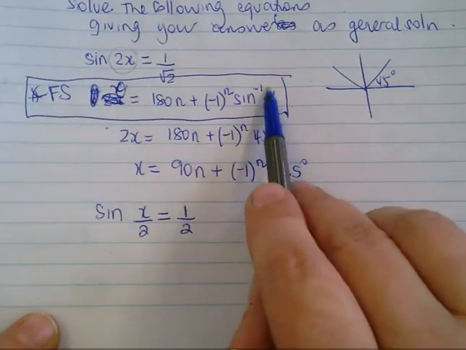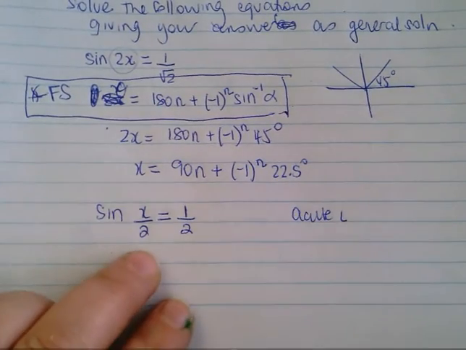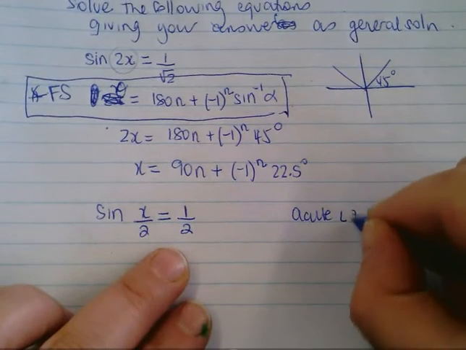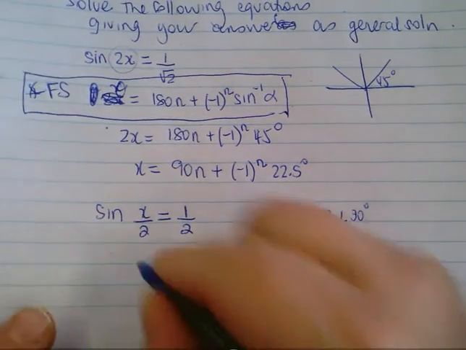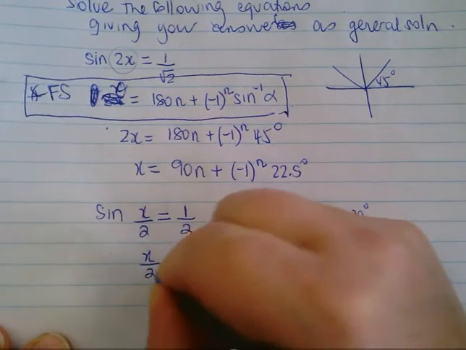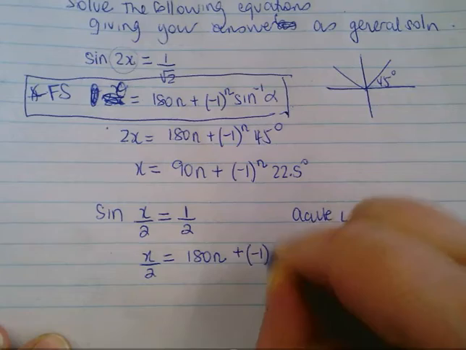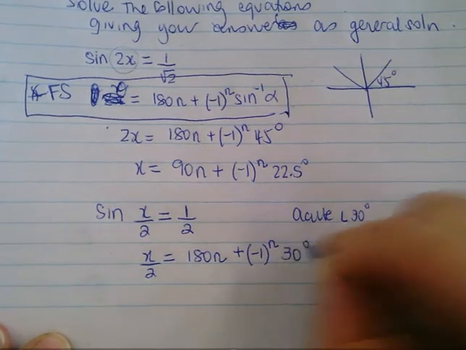We know what's on our formula sheet. So what is your acute angle? Yeah, acute angle is going to be 30. It's got to be in quadrant 1. So instead of writing x is 180n plus negative 1 to the power of n of 30, we just write x on 2 is 180n plus negative 1 to the power of n of 30 degrees.